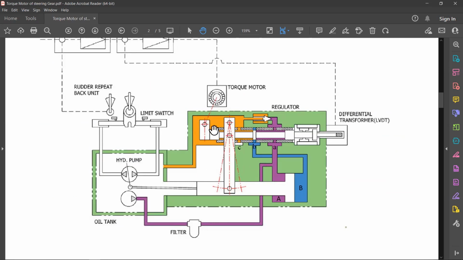Now, in this position, when it is locked, both the A side and the B side are locked. So this pump control lever will be in a neutral position. It will not be moving. Okay.